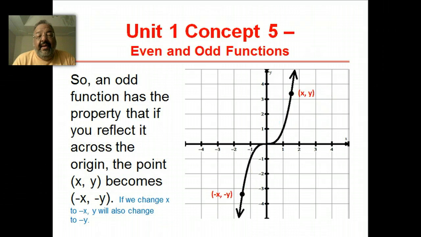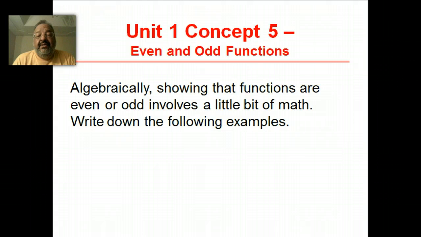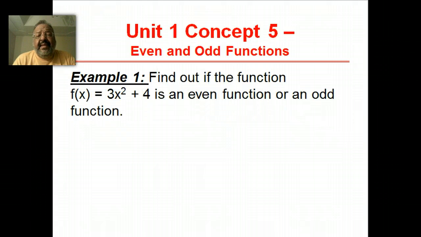So an odd function has a property that if you reflect it across the origin, instead of being x, y, it's going to be negative x, negative y. And you can do this algebraically too. Matter of fact, I prefer it if you did this algebraically. That means working it out.